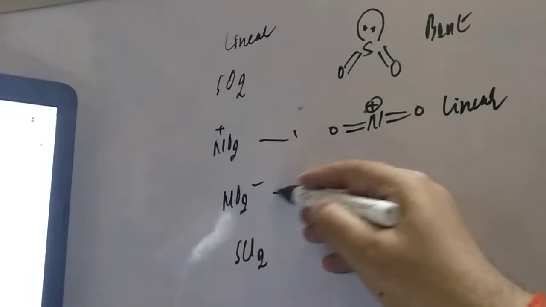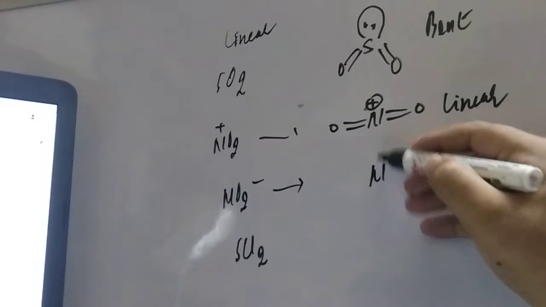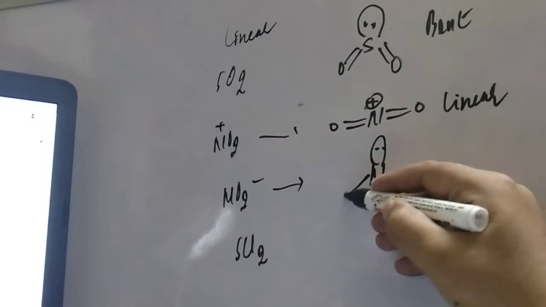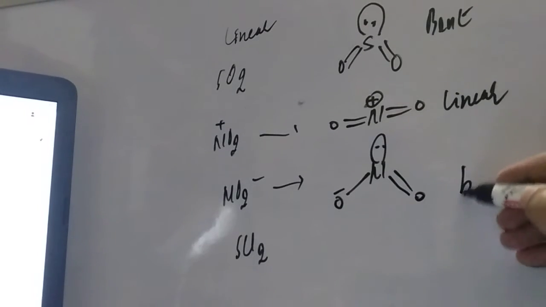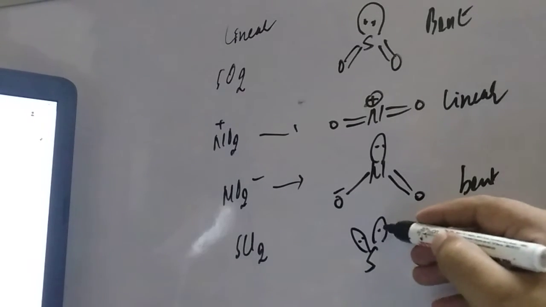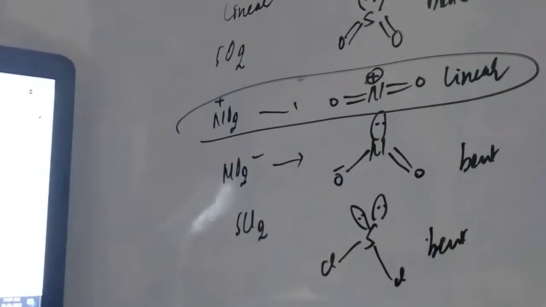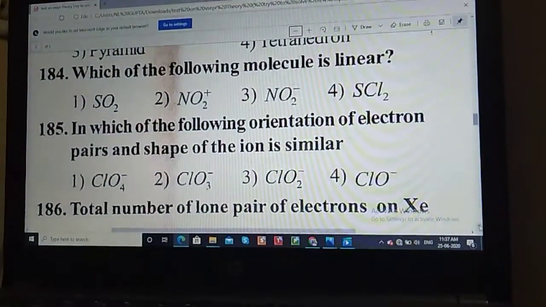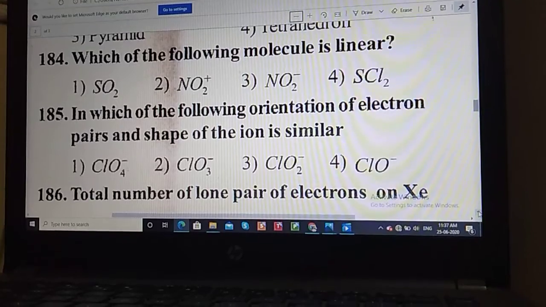And if we talk about NO2 minus, here is the lone pair of electrons, and here is 1 negative charge, and here is the double bond. So it is also a bent shape. SCl2, students: sulfur is there, 2 lone pairs of electrons will be there, and here is Cl and here is Cl. So it is also a bent shape. So the correct answer will be NO2 positive. Here sp hybridization will be there. So the correct answer for 184 is option number 2, NO2 positive.